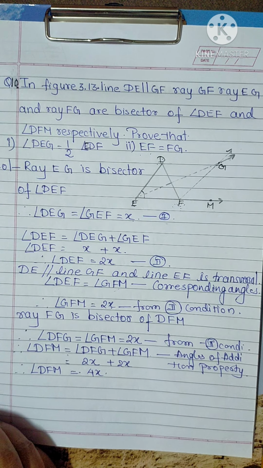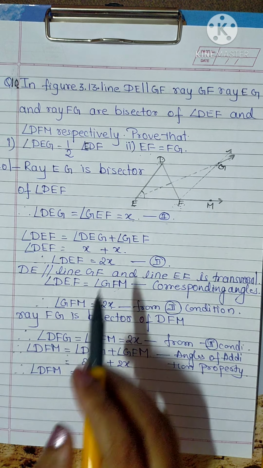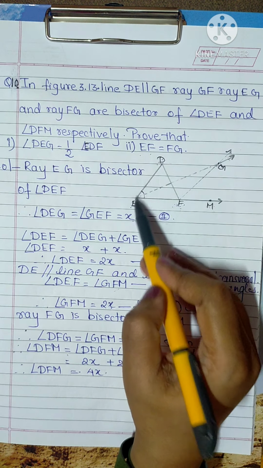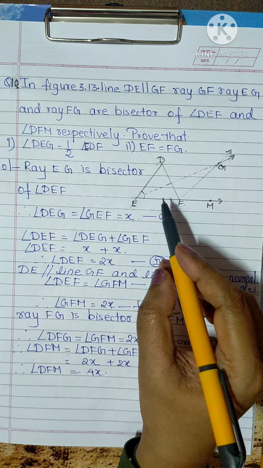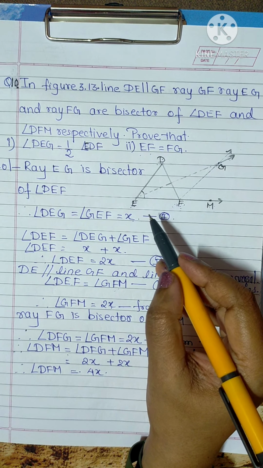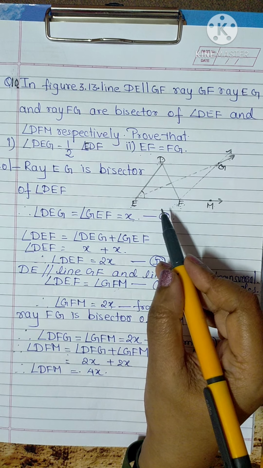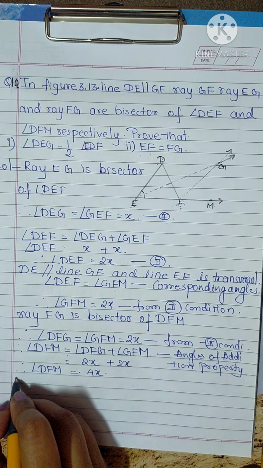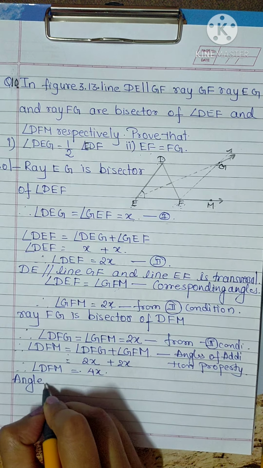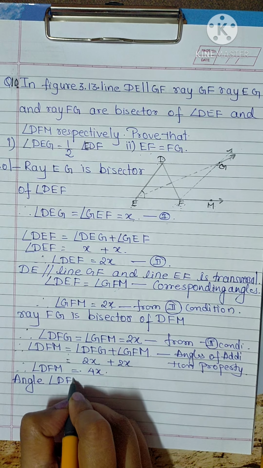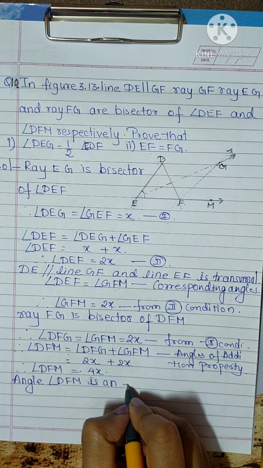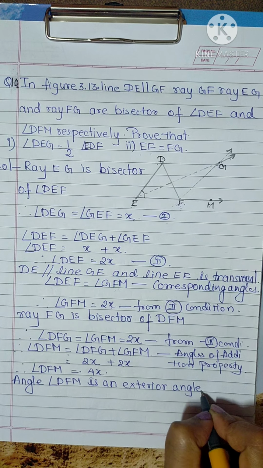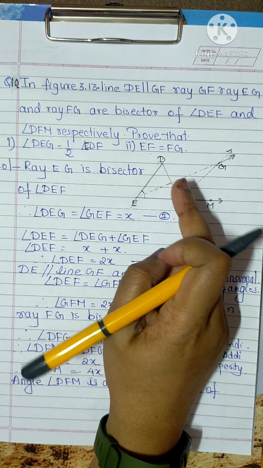Now again, as you can see here, angle DEF and M, interior and exterior angles are there, which we have learned in question number 1 of the same practice set. So we'll apply that. So angle DFM is an exterior angle of DEF.